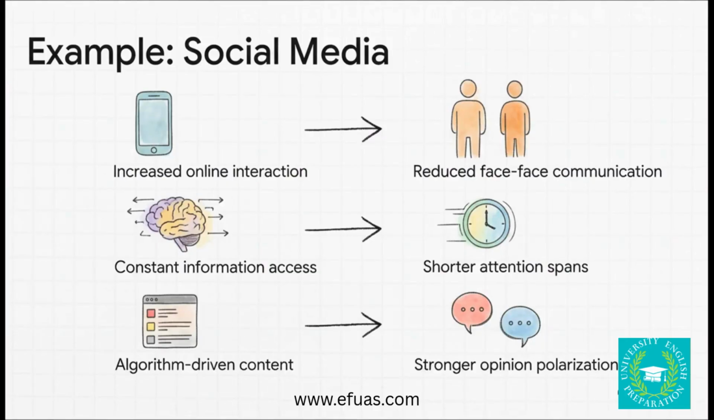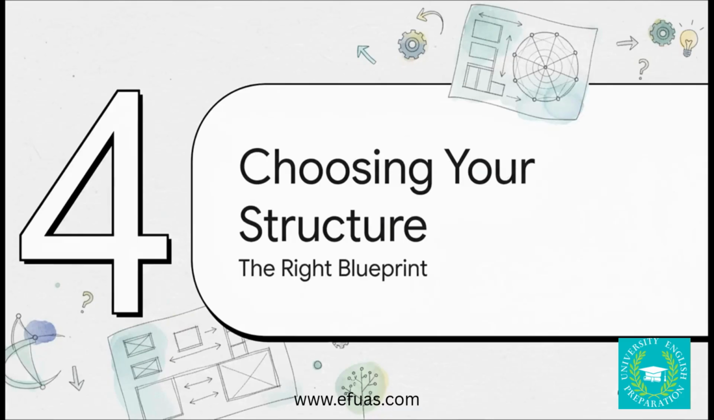Let's try it with social media. In your first body paragraph, you'd link increased online chatter directly to less face-to-face communication. Then, in the next paragraph, you connect that constant fire hose of information to shorter attention spans. Each point is its own little argument, connecting one cause to one effect. Okay. So now you've got two fantastic blueprints. The big question is, how do you know which one to pick? Well, the key is to match the structure to your specific topic and what you really want to emphasize in your argument. It's all about picking the right tool for the job.